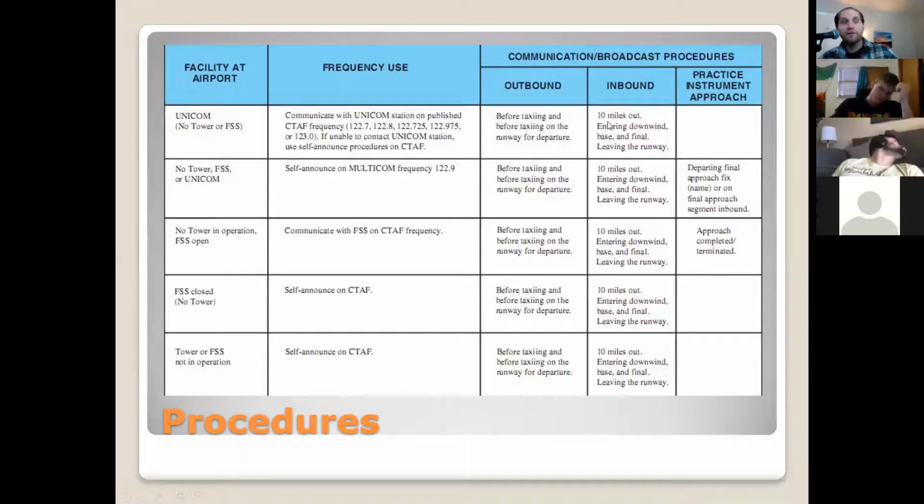Here's an important one for the test: 10 miles out. So when would you be expected as a pilot to start making radio calls? I repeat myself. When, as a pilot, should you expect to start making radio calls? 10 miles out. That is the book answer. In the real world, pilots might make radio calls earlier or later, but the book answer would be 10 miles out. That'd be a good time to start making your initial radio calls to let the airport know that you're inbound approaching.